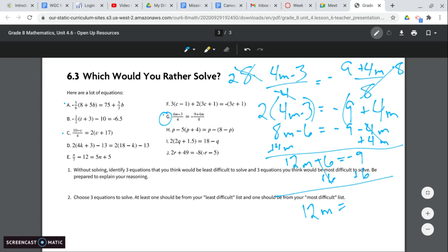We have 12m equals negative 9 plus 6, which is going to give us a negative 3. Divide both sides by 12. So m equals negative 1/4.